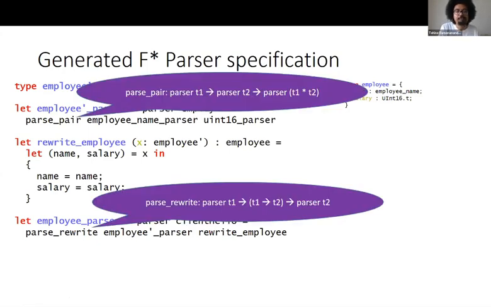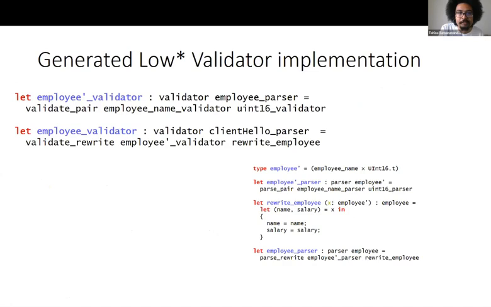Well, the parser for the pair takes the parsers for the two components of the pair and generates a parser for the pair. And the parser for rewrite takes the parser for the data before rewriting and the function to rewrite, and then it generates a parser for the rewritten data. The validator implementation follows the same pattern. That is, we also have combinators for validation.